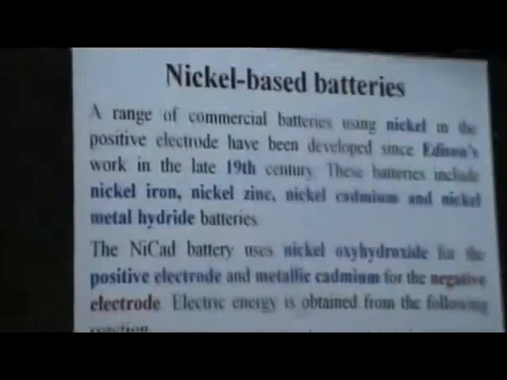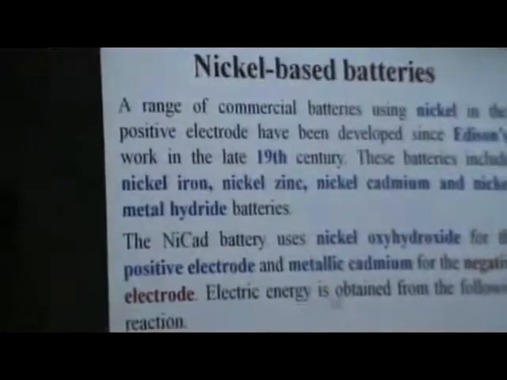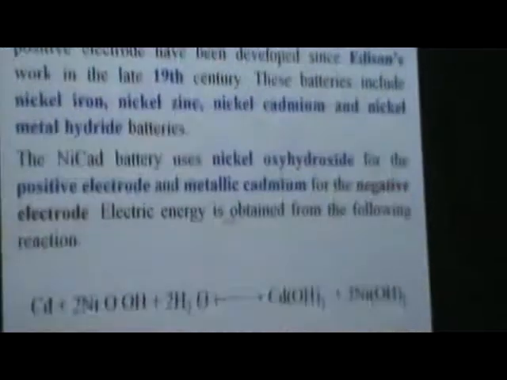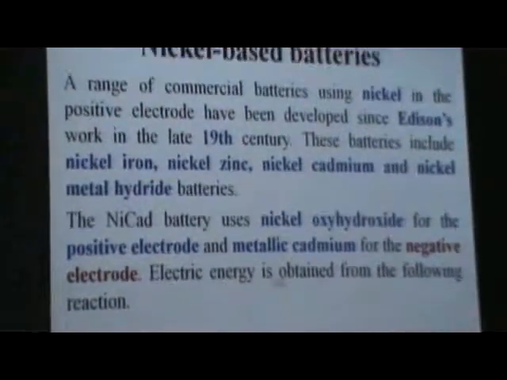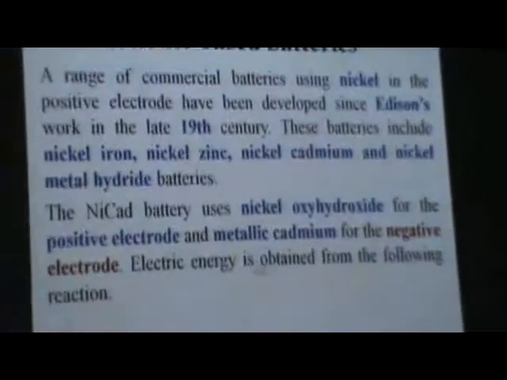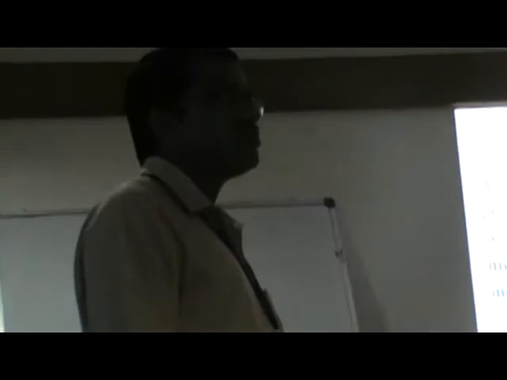The next battery is the nickel based batteries. After the previous lead acid, now it is nickel. What batteries are available? Nickel iron, nickel zinc, nickel cadmium, and nickel metal hydride. All 4 types of batteries are available under nickel based batteries. Compared to the previous one, they have a very good efficiency factor, but the cost is also higher. The energy stored in these batteries is also higher than in the previous ones.